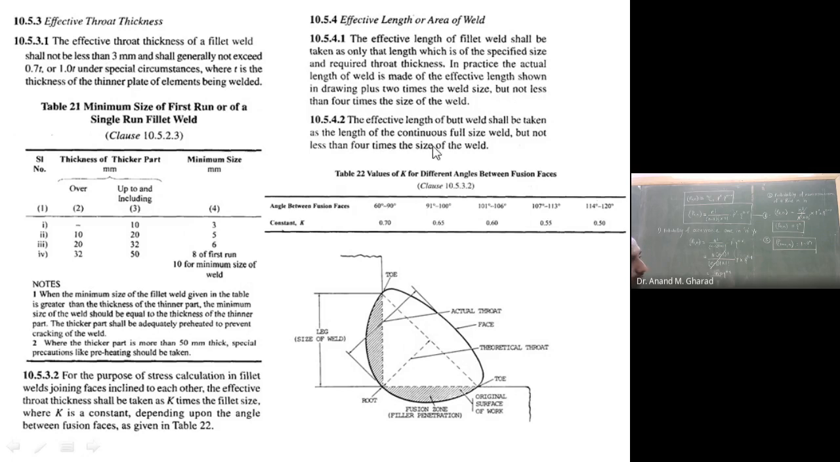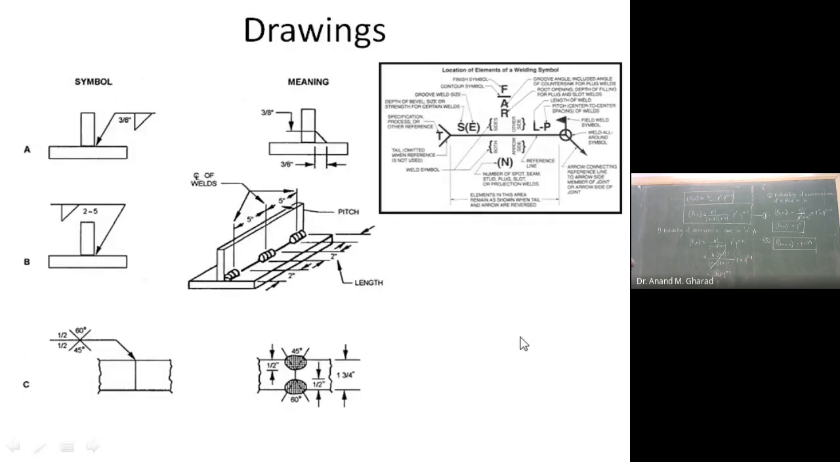This table specifies that for the purpose of stress calculation in fillet welds joining faces inclined to each other, the effective throat thickness shall be taken as K times the fillet size, where K is a coefficient depending upon the inclination of the connection, right? So fine, we will discuss the detailing, drawing.